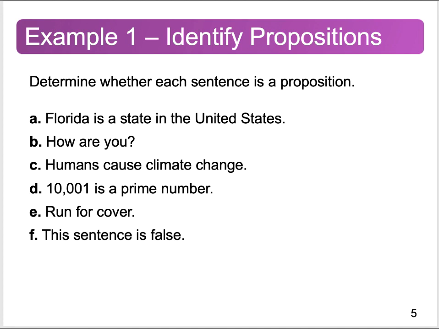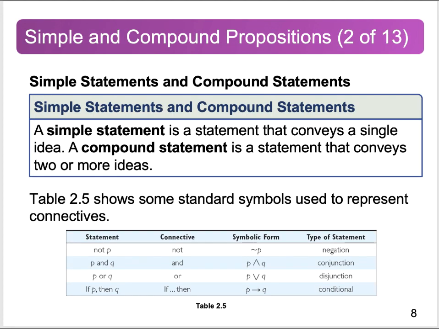1001 is a prime number, is a statement that can be shown to be true or false, so that would be a proposition. For E, run for cover, that is a command, so that cannot be a proposition. And then the statement, this sentence is false, is not a proposition because it can't be true or false. If the statement is true, then it says the sentence is false. And that's a conflict. So the problem with this particular sentence is that there's just no way for it to be true or false.